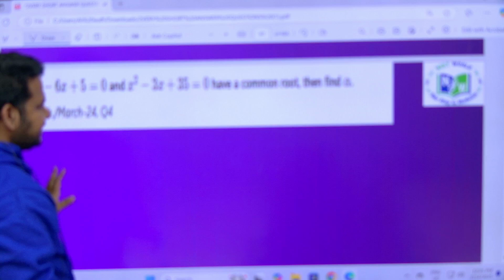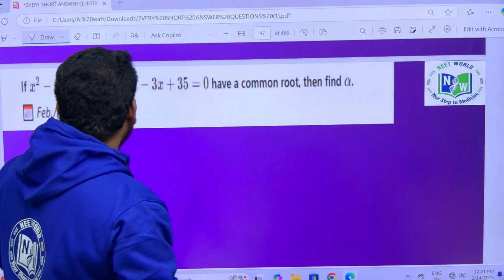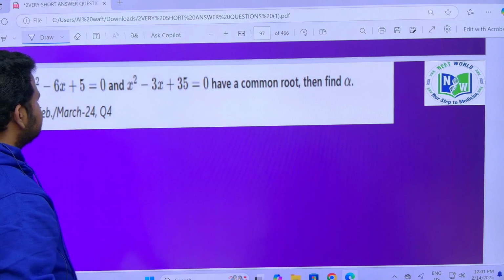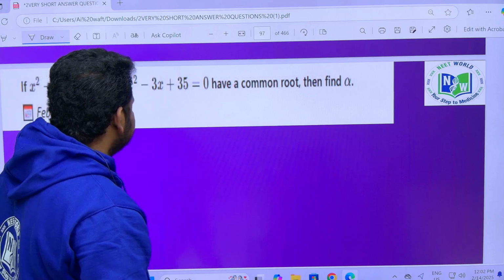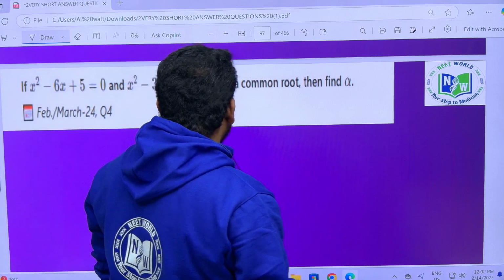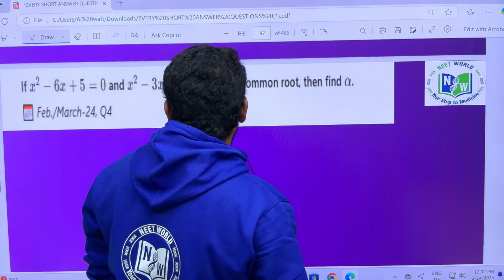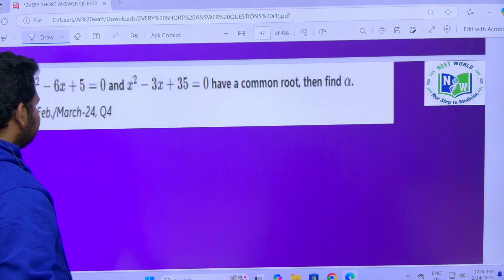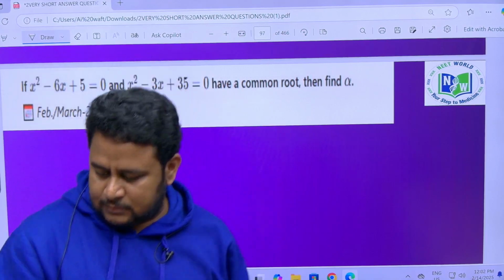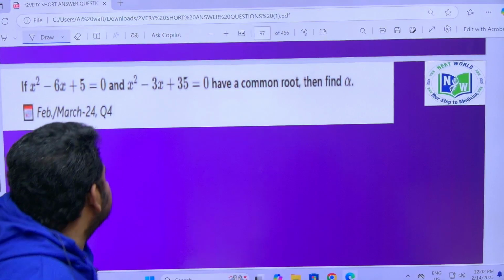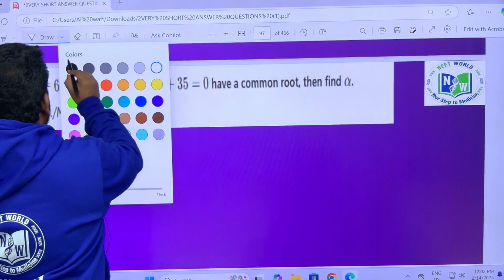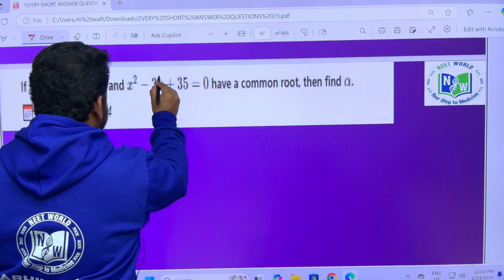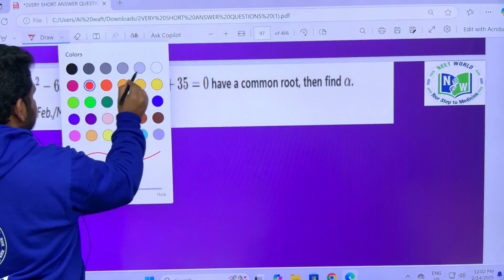The questions are very direct and also very simple. First one: if x square minus 6x plus 5 is equal to 0 and x square minus 3x plus 3y is equal to 0 have a common root, then find a. This was asked in February-March 2024. There is some mistake in the question, I feel. This is not 3x, this is 3ax. Make the change in the question.